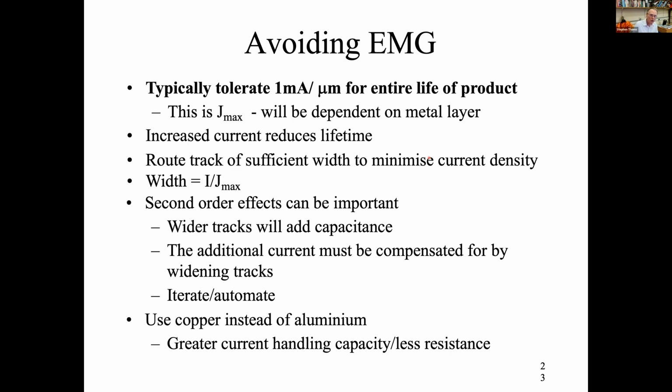There are second order effects here. In other words, if you say, well, my calculation says I need a wider track, well, then the wider track will add capacitance to the system, and that extra capacitance will add more current, and you need to make the track wider again. So you need to, as I say, look into this iteration process. And finally, use copper. Essentially, all major fabs use copper these days because it's got greater current handling capacity.